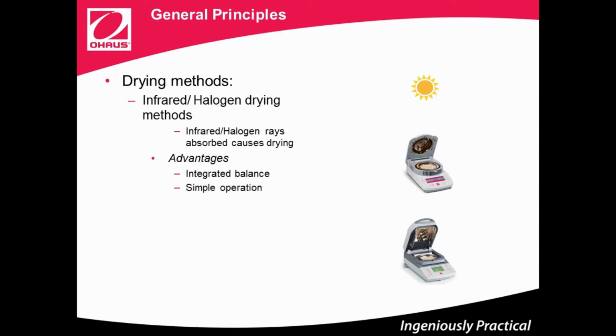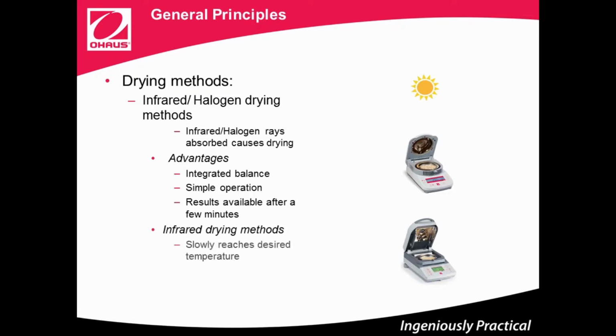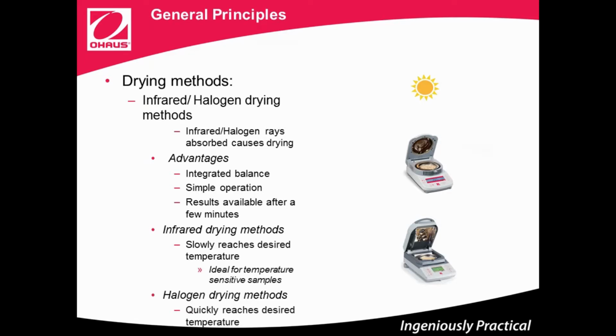Simple operation with little manual effort. Results are available after a few minutes, a shorter measurement time compared with the traditional oven method. The infrared moisture analyzer slowly reaches desired temperature, making it ideal for temperature-sensitive samples. The halogen moisture analyzer quickly reaches desired temperature and can be precisely controlled, making it ideal for most samples.